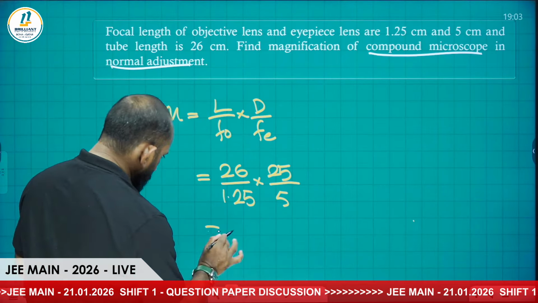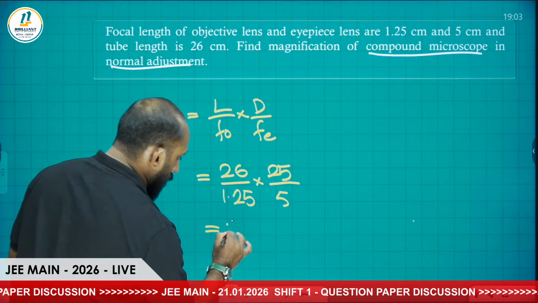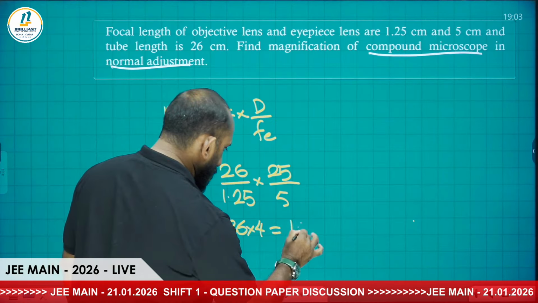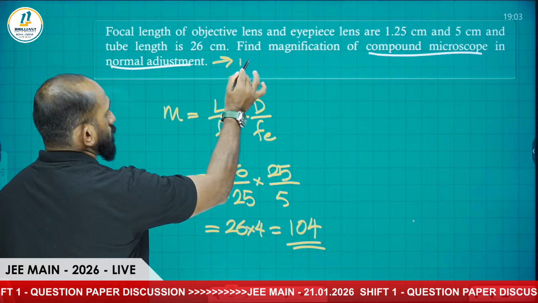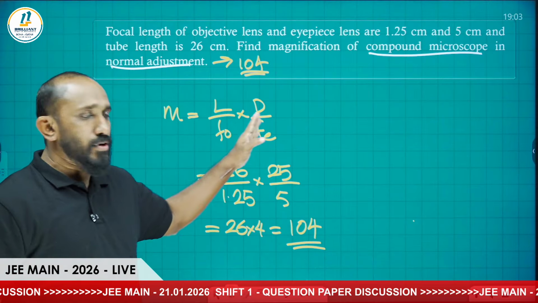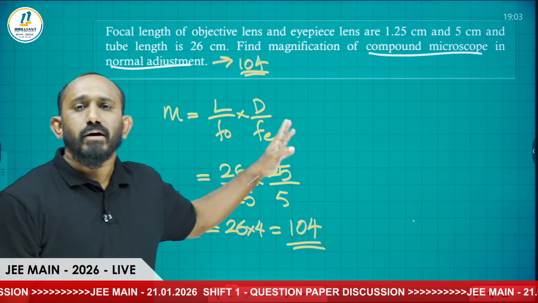So if you do it, it will be 25 by 5 and 125 you cancel this. So 26 into 4 almost will come. So it's almost 104. So magnification in the normal adjustment is 104. Direct question only, L by FO into D by FE. Are we clear? So optical devices also one question came.